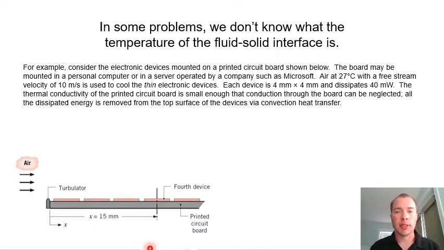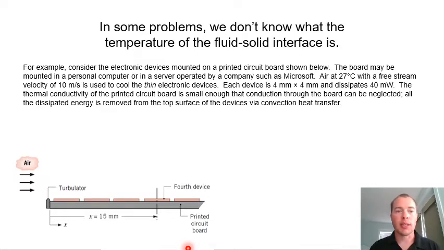To cool the devices, air at 27 degrees Celsius with a free stream velocity of 10 meters per second is passed over the thin electronic devices. Each device is 4 millimeters by 4 millimeters and dissipates 40 milliwatts of energy. This 40 milliwatts of energy represents the rate of thermal energy generation within the device.